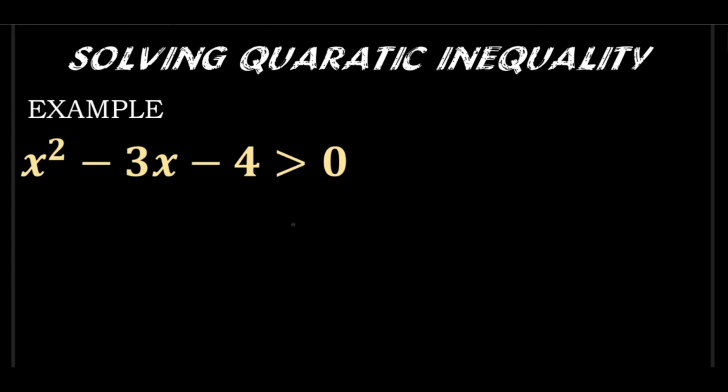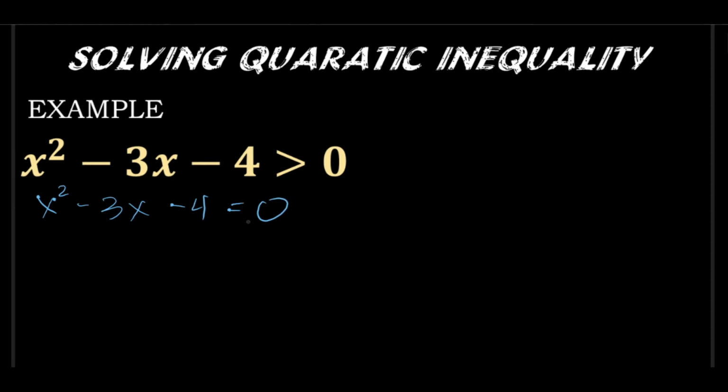Now, second step natin, i-change natin itong x squared minus 3x minus 4 greater than 0 sa equation form. Papalitan natin itong greater than ng equal. Ngayon ang tanong, bakit? Para malaman natin yung boundary points. Okay? Ngayon, solve muna natin. Change muna natin into equation. So, dito ay x squared minus 3x minus 4 is equal to 0.